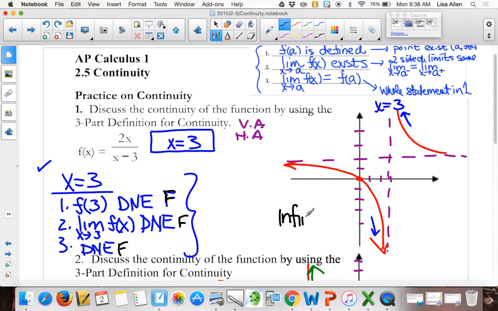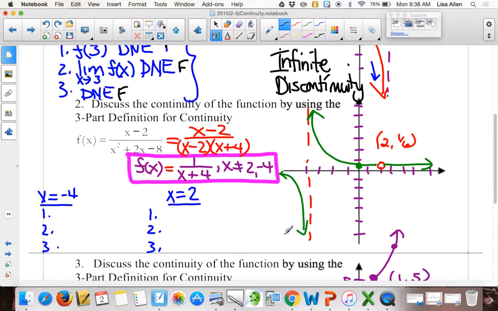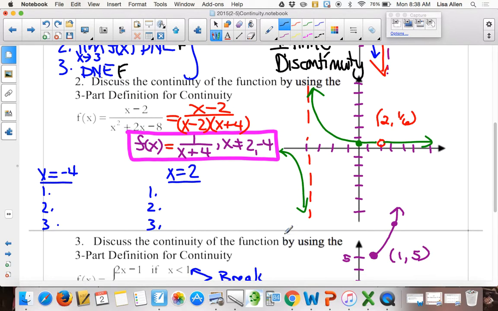With infinite discontinuity, that's the situation you're going to have: fail, fail, fail. Okay, now if we look at the next one, I've already factored the expression for you.